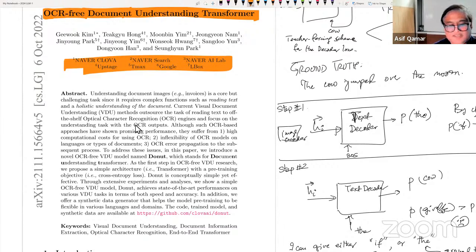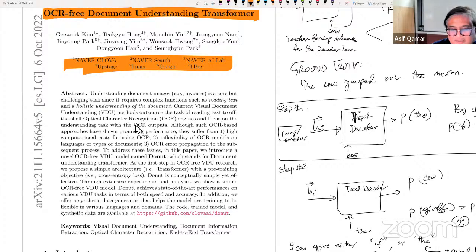The abstract is good. Understanding document images, for example, invoices. I almost suspect that many people think that document AI is nothing but invoice processing, or receipt processing, because it seems to be the dominant use case. Okay, but there is more to it.